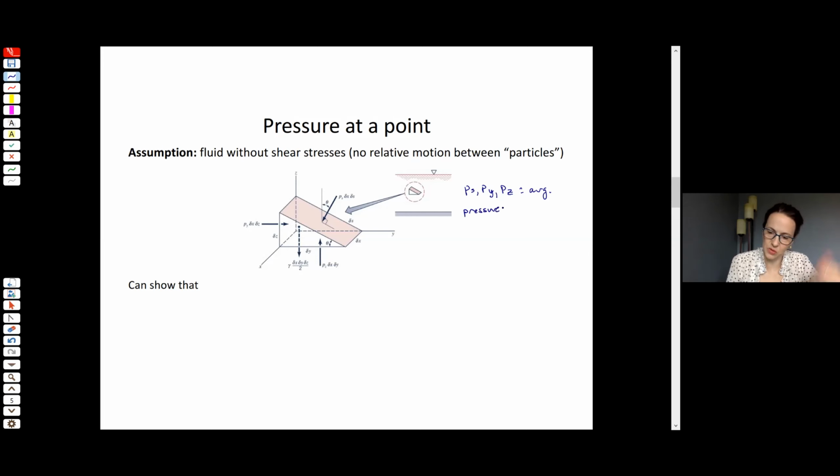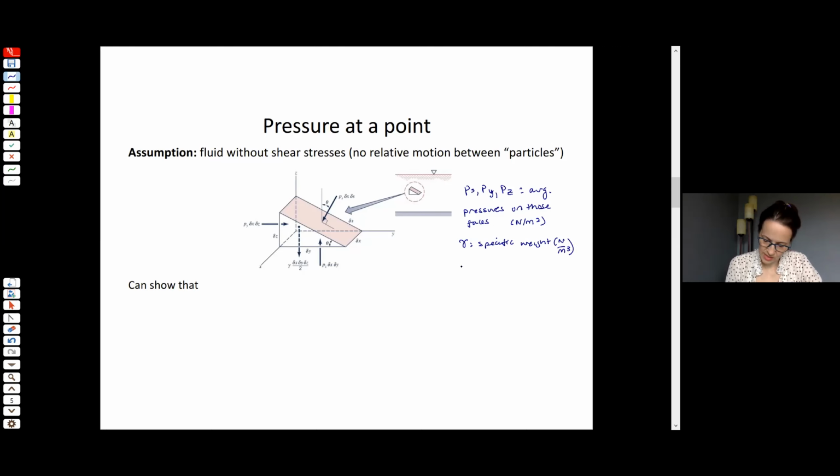The P's with the subscripts are the average pressures on those faces. And what do we mean by those faces? So P sub S is the average pressure on the face labeled S. And of course, pressure has units of Newton per meter squared in SI units. Gamma is the specific weight, and that has units of force per volume, so newtons per meter cubed in the SI system.